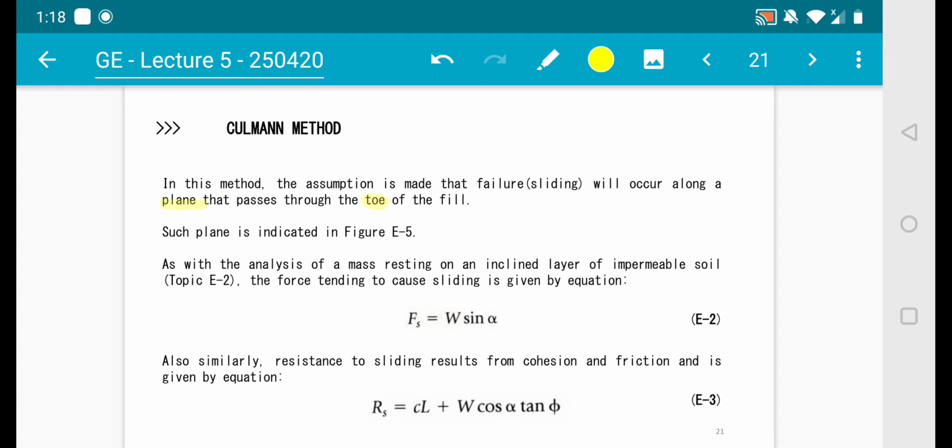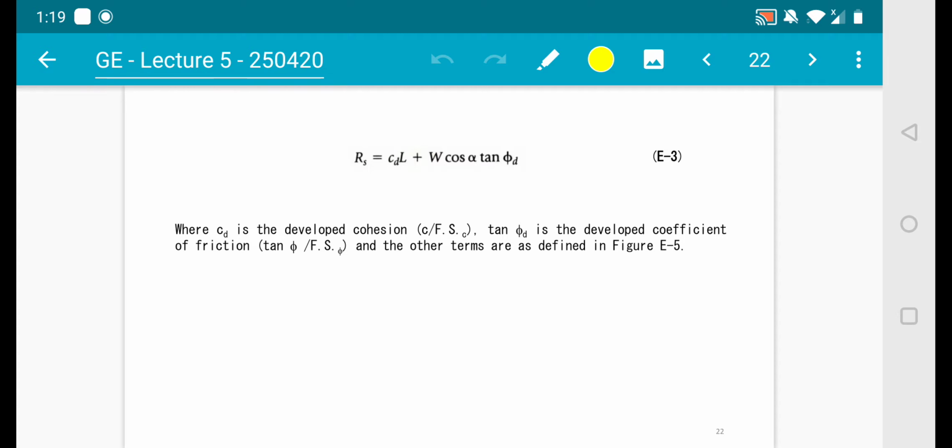As with the analysis of a mass resting on an inclined layer of impermeable soil, which refers to the previous approach, the force tending to cause sliding is given by this equation again. Similarly, resistance to sliding results from cohesion and friction and is given by equation E3 again.